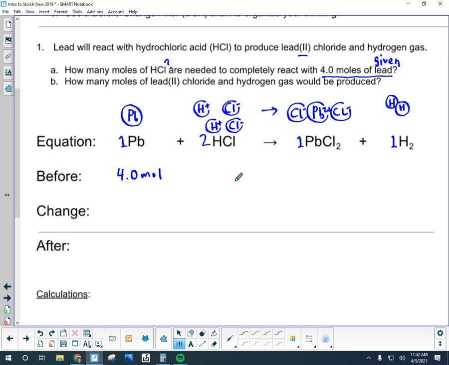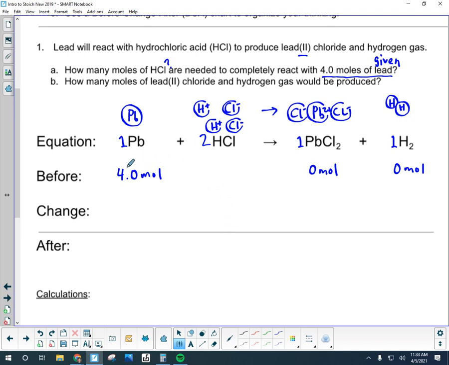I want to actually think about how many moles of HCl I would need. I'll get to that in a moment. One thing you can always assume is that before the reaction occurs, you don't have any of the products. So the reaction hasn't happened, and I haven't made any moles of product yet. So those would both be 0 moles.